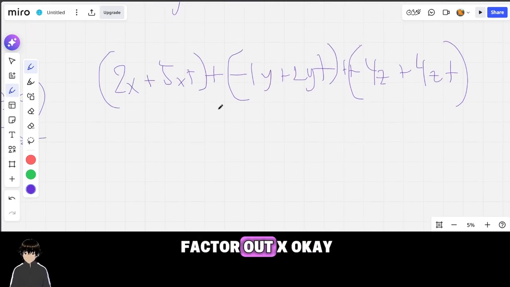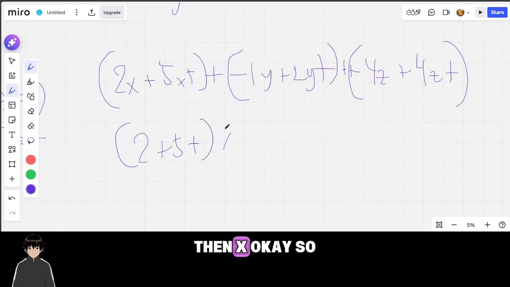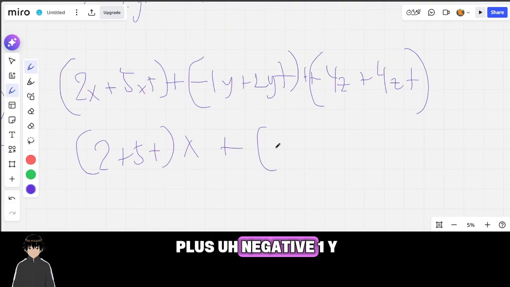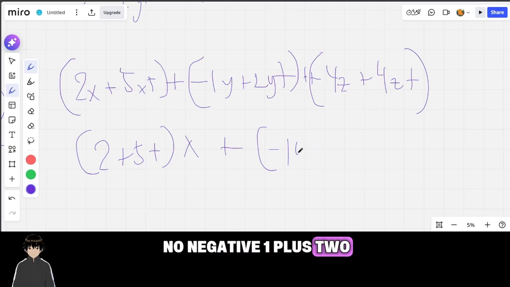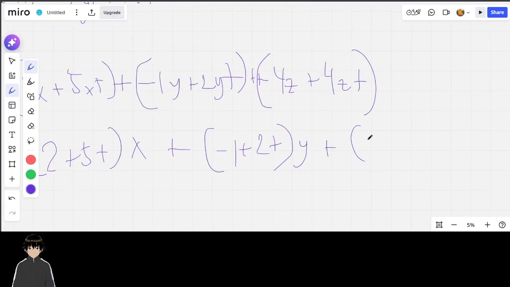Now we have to factor out x, y, z, so that t is the only variable remaining in these sets of numbers. So if you factor out x, you're going to have 2 plus 5t, then x. Plus negative 1 plus 2t, y. And plus 4 plus 4t, z.